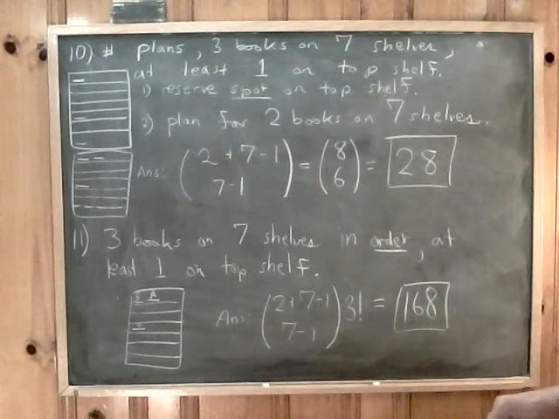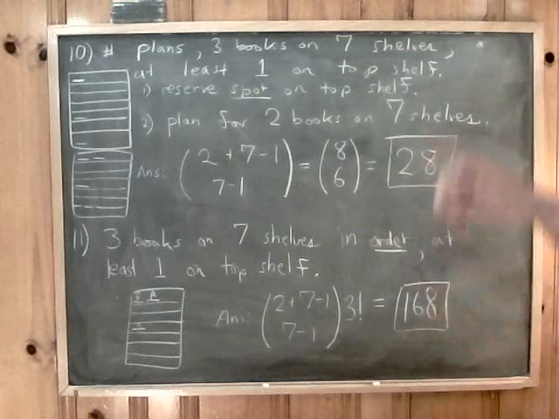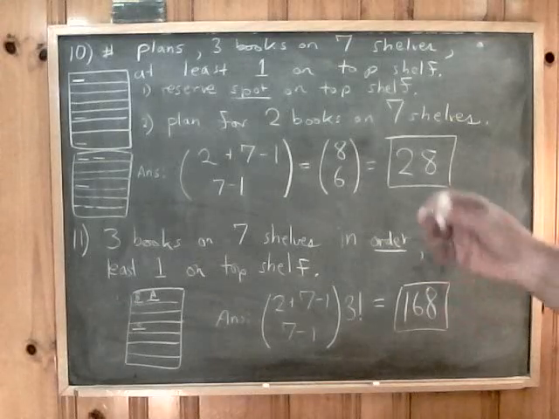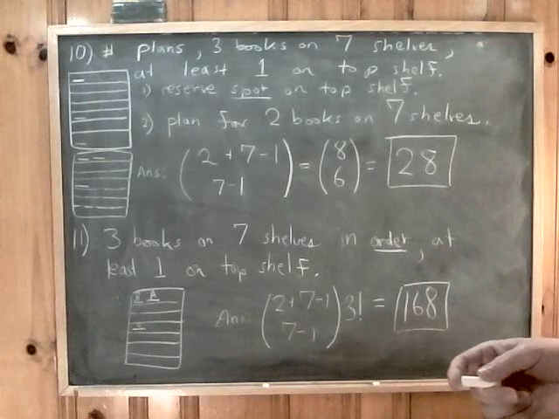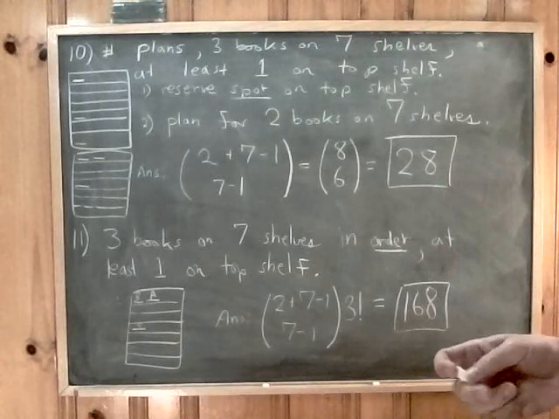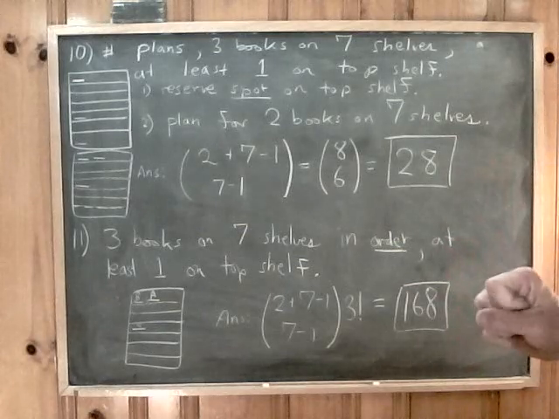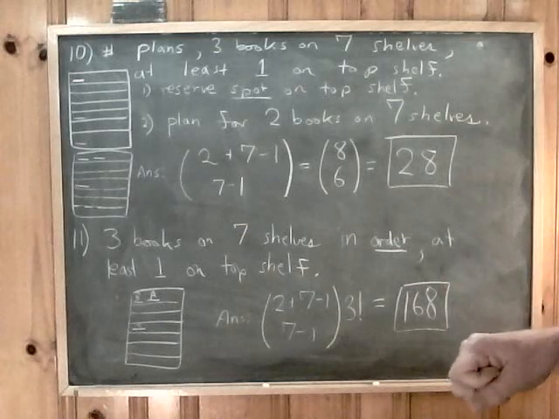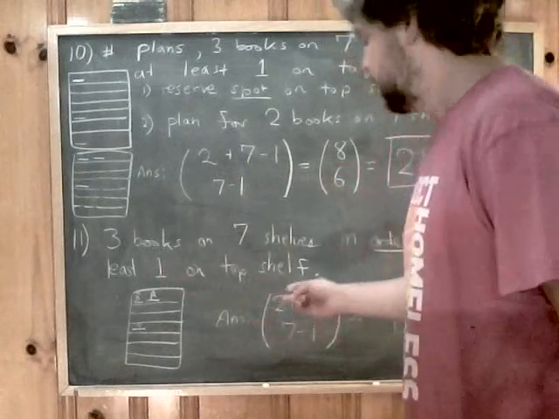All right, so make sure you notice that the word at least was in this problem, number 10 and number 11, at least 1 on the top shelf. That meant that you were allowed to have 2 on the top shelf or more. So the strategy is to just reserve that at least 1 spot and then calculate from there. And now you've got 1 less spot to figure out. So that's where the 2 comes from. The 2 comes from the fact that it says at least 1, and you subtract 1 from it.